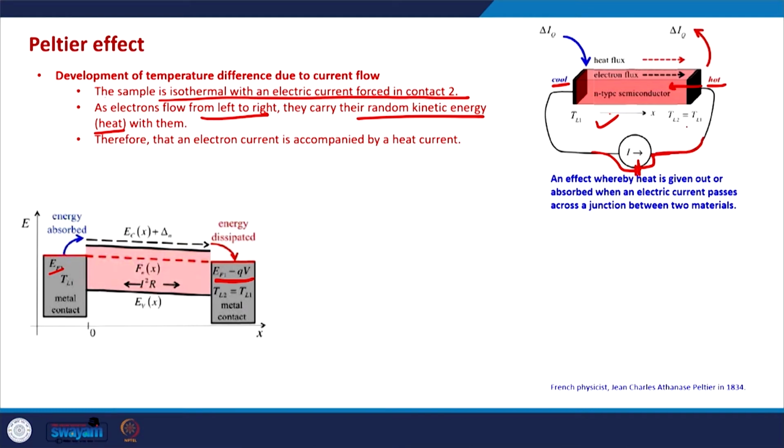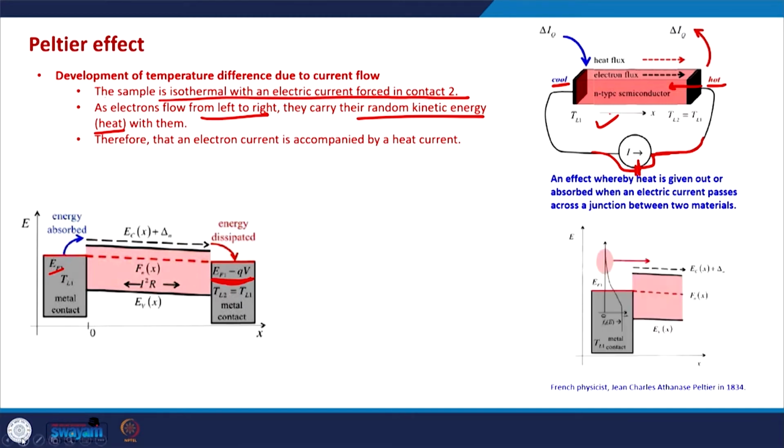So forcing a current from contact 2 means that the right contact is at a higher voltage, which means that the Fermi level on the right contact is now slightly lower as compared to the Fermi level on the left contact. Okay. So this is how heat is absorbed from the left contact and given to the right contact.